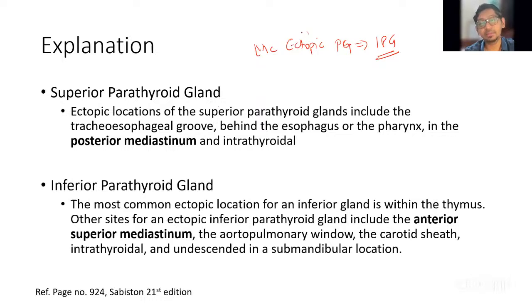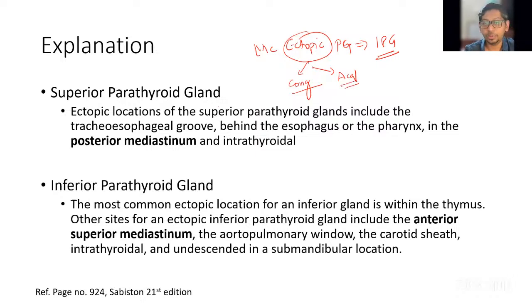Now again, remember when we talk about ectopia, there are two types. This is a little advanced concept, I'm just telling you: congenital and acquired. Because the embryological descent is longer for the inferior parathyroid gland, it is known as a congenital ectopia. So the most common congenital ectopia is the inferior parathyroid gland.